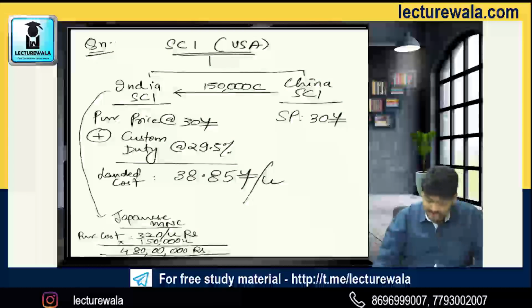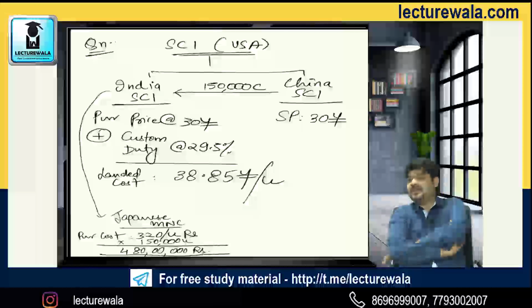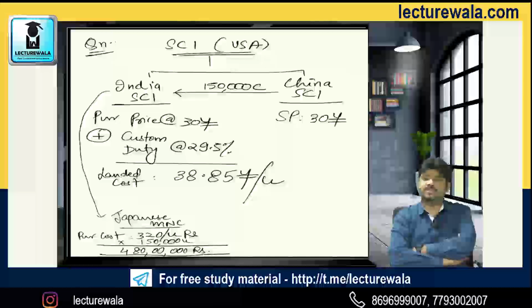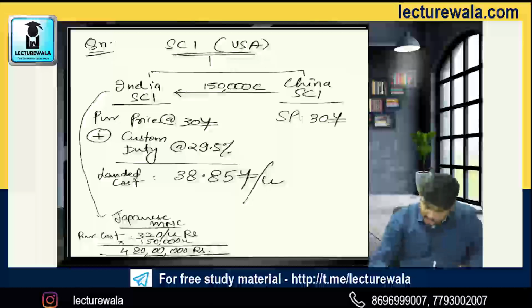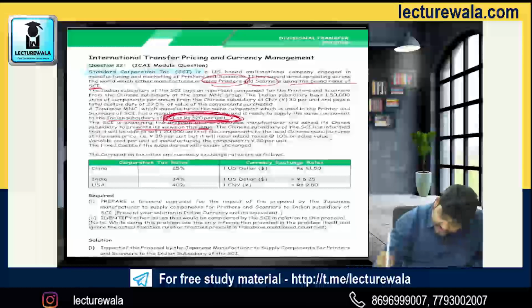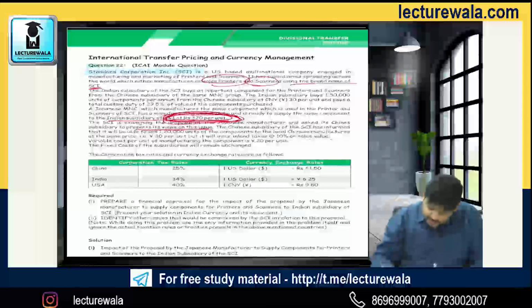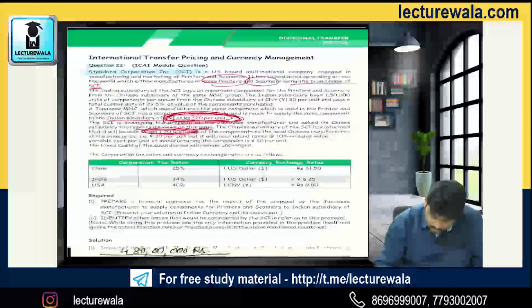So see, now what is happening is this. USA SCI, which is the parent company, is asking Chinese SCI that, boss, if Indian SCI stops purchasing from you and they purchase from Japan, then are you okay with that? So in response, Chinese subsidiary has said that it's okay, but instead of selling 1,50,000 that we are selling to India, we will be able to sell only 1,20,000 units.